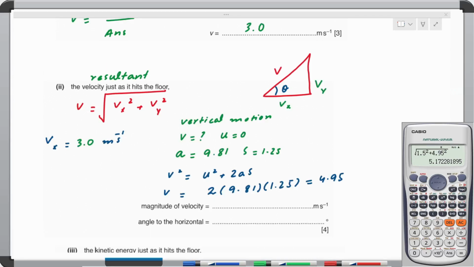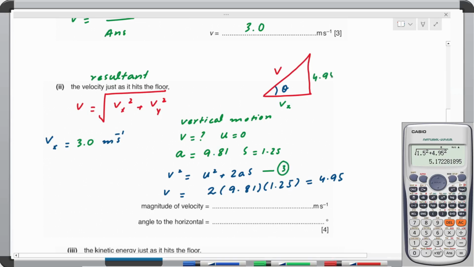Okay, so if you had to find the vertical component of the velocity, I have written the data for the vertical motion. For example, the initial velocity in the vertical direction would be 0. Final in the vertical direction is to be found out. Acceleration, since the ball has to go downwards, would be plus 9.81. And the vertical distance was 1.25. I used the third equation of motion. And from there, I found the value of the vertical component of the velocity, which was 4.95.